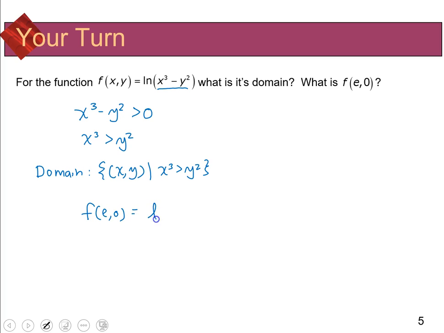Again, all I'm going to be doing is putting the right things in the right spot. So I'm going to have e to the third power, because that takes the place of the x, minus 0 squared. And I can already see, if I cube e, it is more than 0 squared. So this is in my domain. Natural log of e cubed. And of course, when I do the natural log of e raised to a power, these just kind of cancel out, leaving me with 3.